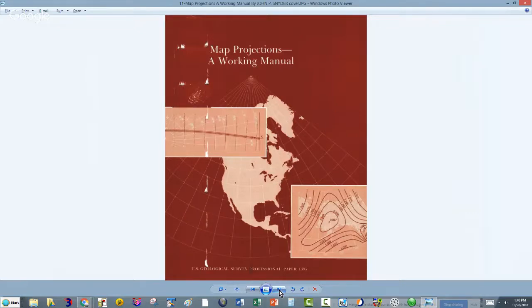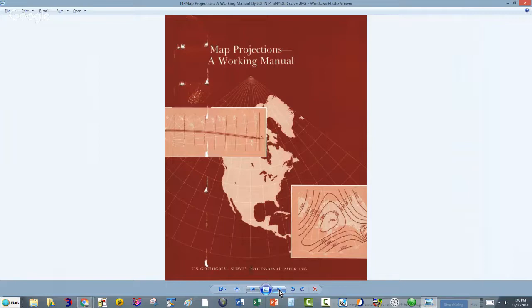And just keeping with coordinate systems and mapping projections, this is the book that will tell you all about the different kinds of mapping projections that are used for different purposes. Depends upon what you're trying to do, what region of the world you're trying to display.